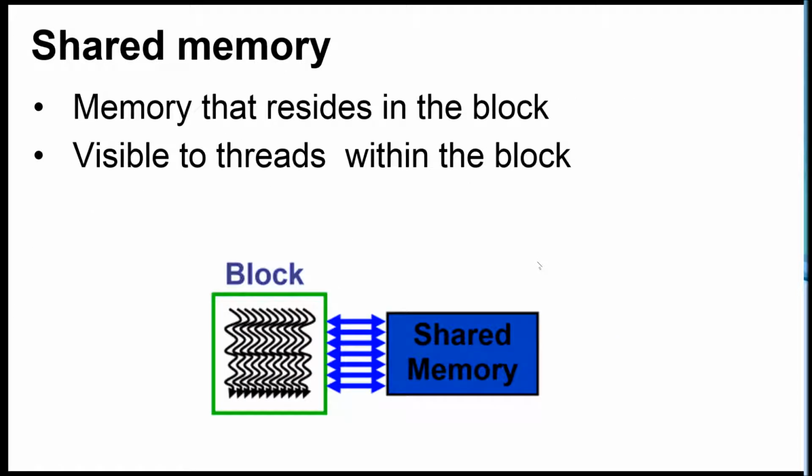Shared memory. It is the memory that resides in the block, so it is visible to all the threads within that block. It enables the communication and the data sharing among the threads within the block.